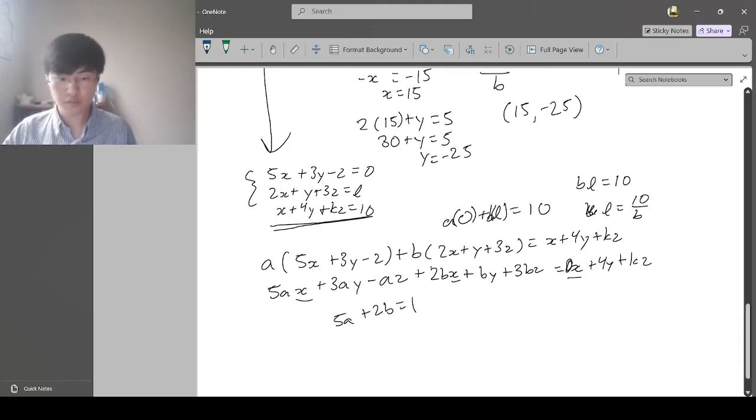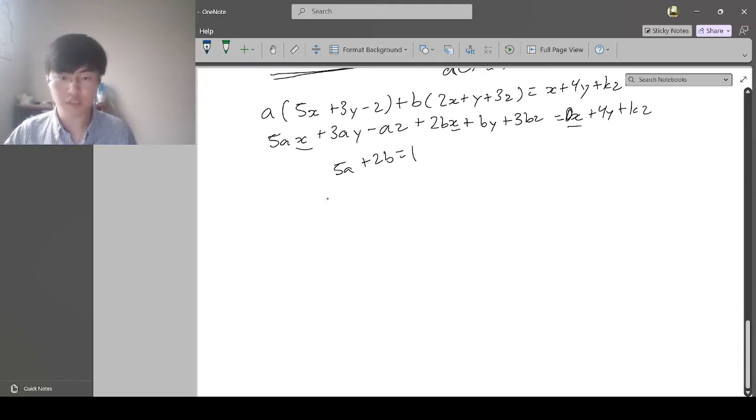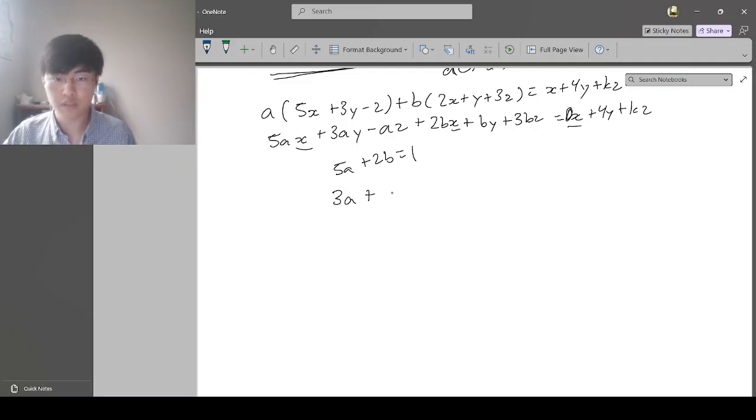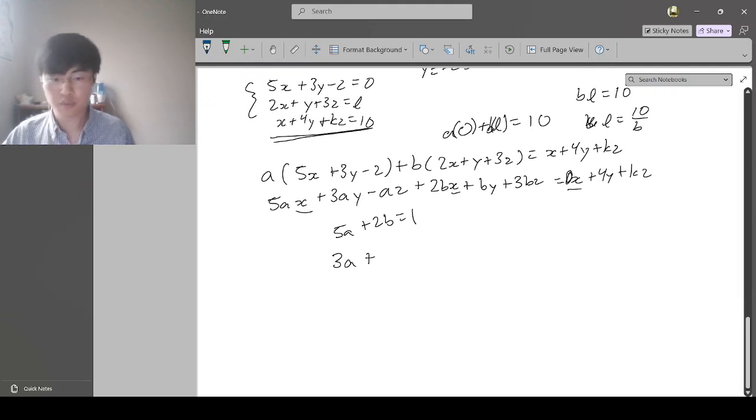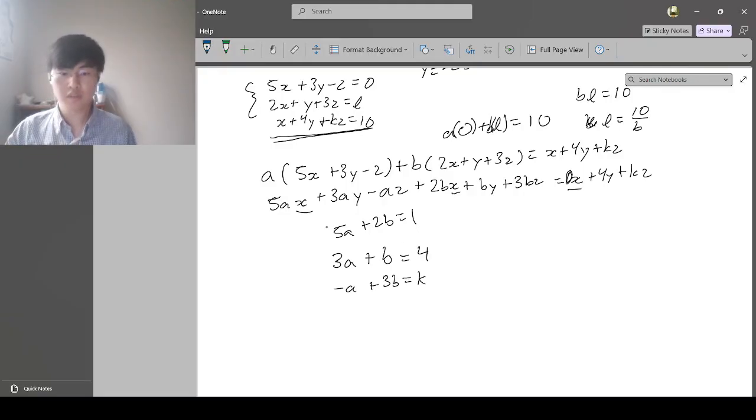So that's for the first one. The second one I can say 3a plus b. Let me just check here. Yep. Plus b is equal to 4. And then for the last one, I can say negative a plus 3b is equal to k. Well, just think about the case I said with two variables and two equations. We already know we can solve for a and b.